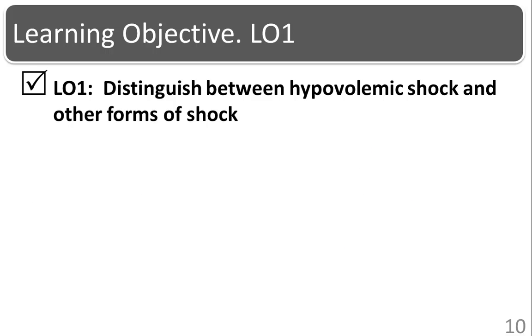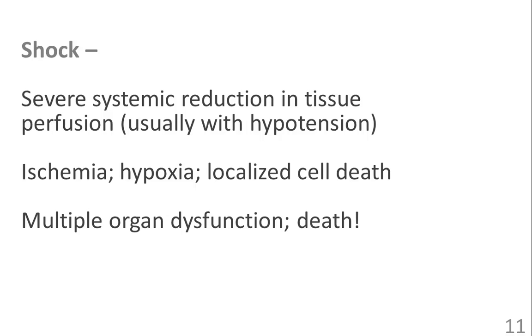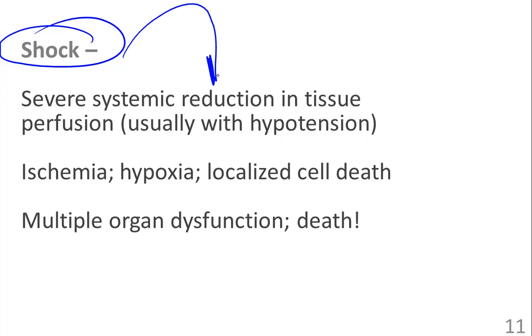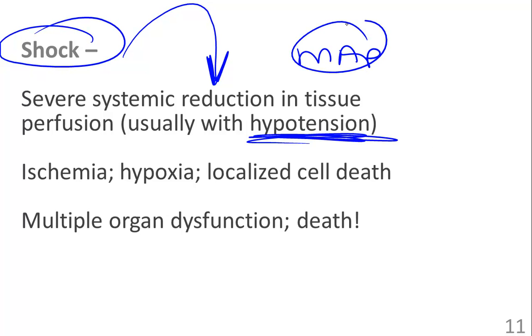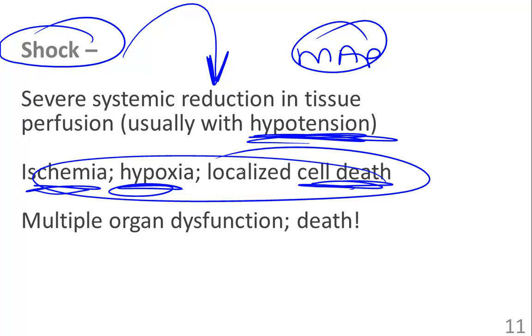Okay, so the first objective was to distinguish between the various forms of shock. Again, I'm going to focus a little more on hypovolemic shock since it's related most directly to trauma. But in all forms of shock, if you think about it, you've got a severe reduction in tissue perfusion. Again, this is usually due to hypotension. If your blood pressure is compromised, your tissue perfusion is compromised, and that can lead to ischemia, hypoxia, local cell death. Eventually, if there's enough cell death, that can lead to organ failure.